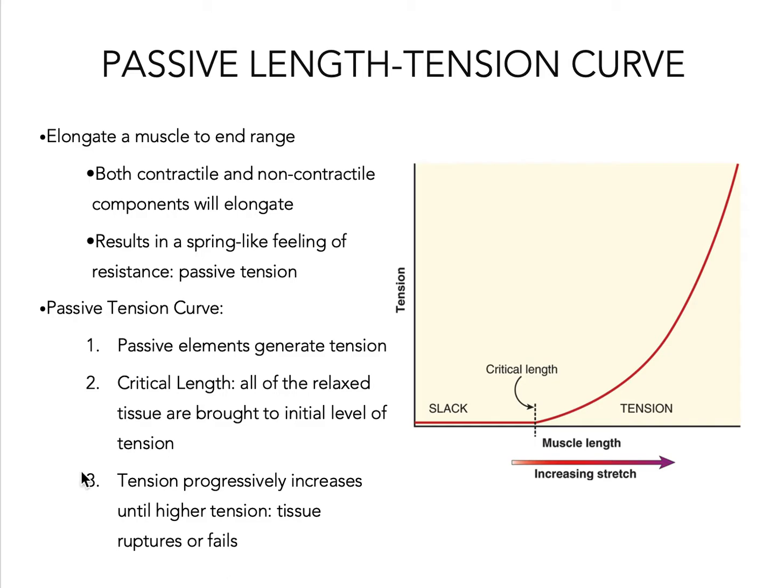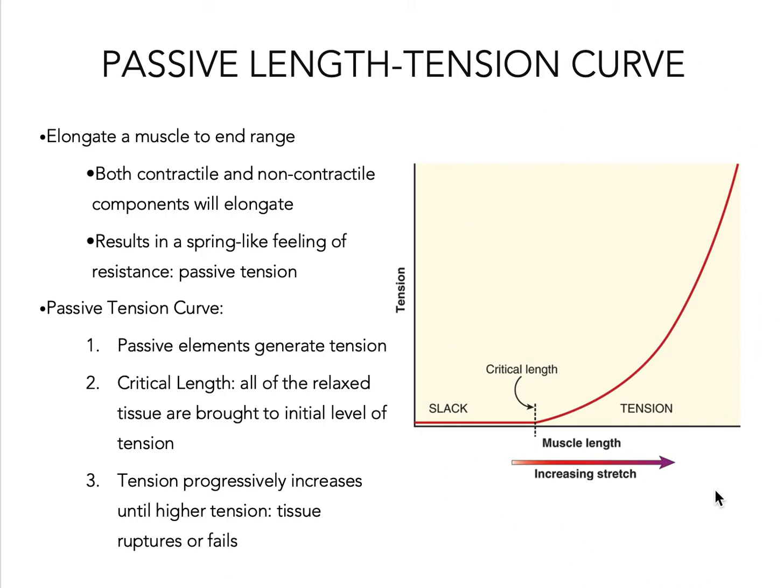Elongate a muscle to the end range. So if you elongate your wrist to the end range, both contractile and non-contractile components will elongate. This will result in a spring-like feeling of resistance, which is created by the passive tension. So let's take a look at this passive length tension curve.